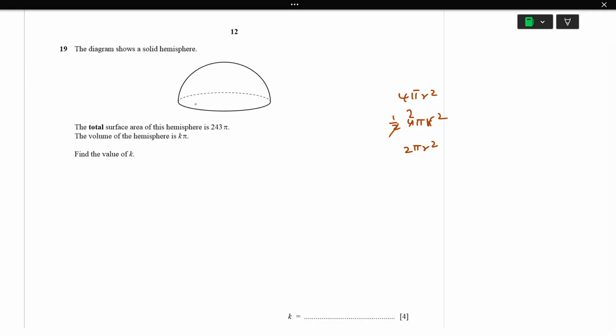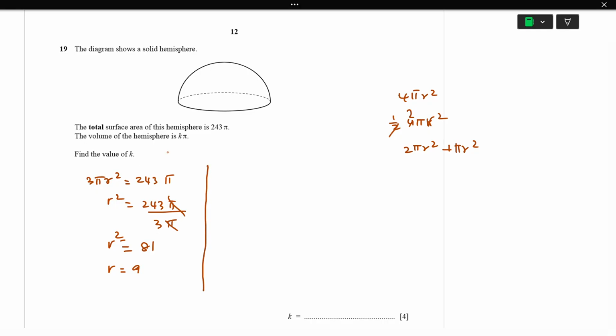Plus for the total surface area, the base area we should also add, which is pi r square. So total 3 pi r square. 3 pi r square equal to 243 pi. So r square equals 243 pi over 3 pi. When we simplify, we get r square equal to 81. So r equal to 9. So we got r.